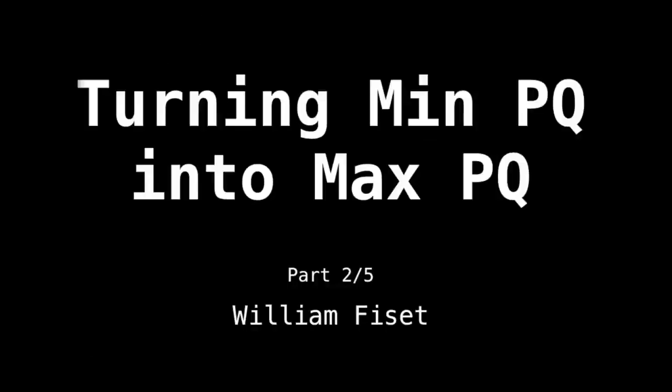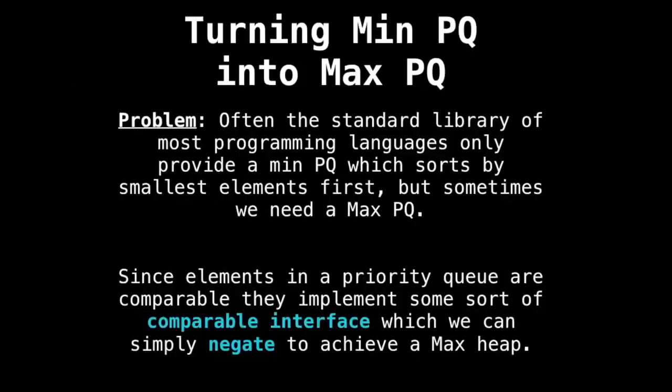Today we're going to talk about turning min priority queues into max priority queues. This is part 2 of 5 in the priority queue series. So you may already be asking yourself, why is it important that I know how to convert a min priority queue into a max priority queue? Well, here's the problem. Often in the standard library of most programming languages, they will only provide you with either a max priority queue or a min priority queue. Usually it's a min priority queue, which sorts elements by the smallest element first, but sometimes we need the max priority queue depending on what we're programming.